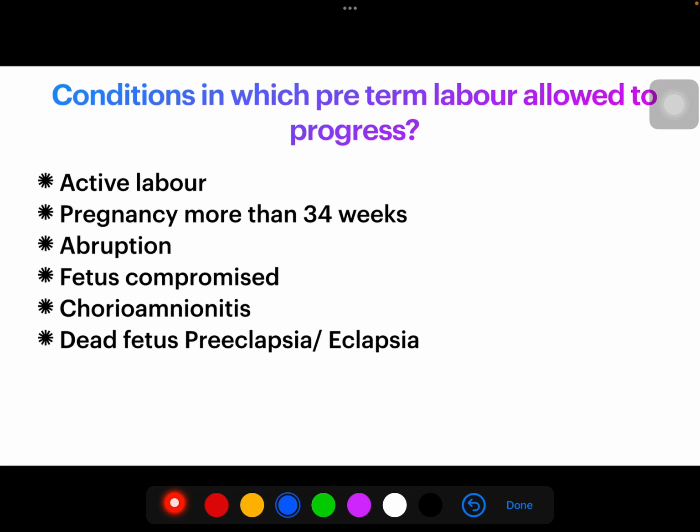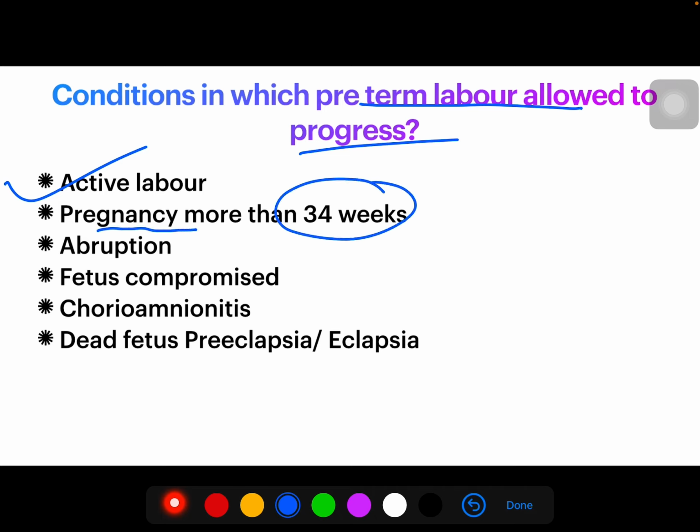Another condition in which preterm labor is allowed to progress: if there is active labor, then there is no effect in trying to stop the labor, so we have to allow it. If the pregnancy is more than 34 weeks, then the lungs are mature, so there is no benefit in stopping the labor. And if there is abruption, then we have to allow it to progress. Fetal compromise, chorioamnionitis, dead fetus, or pre-eclampsia and eclampsia, then we also have to allow the labor to progress.